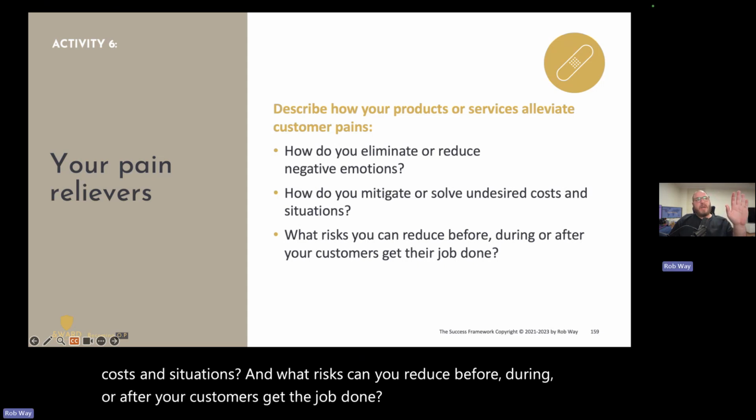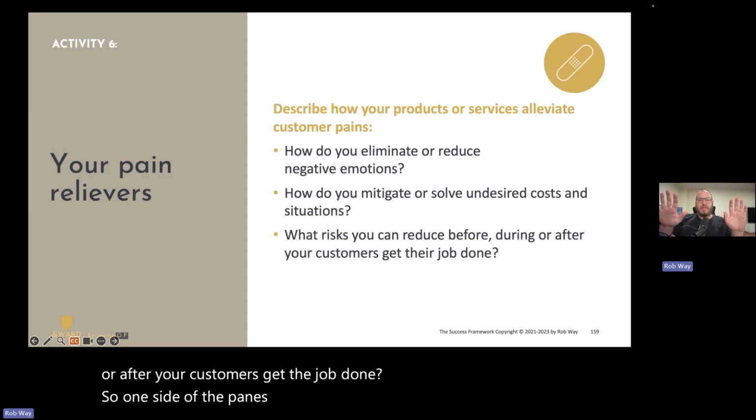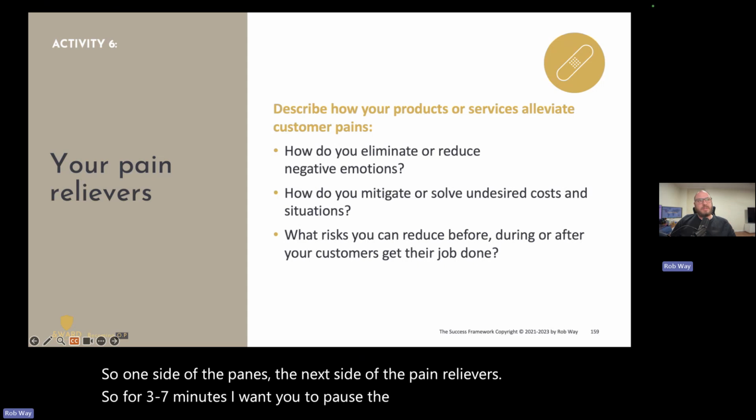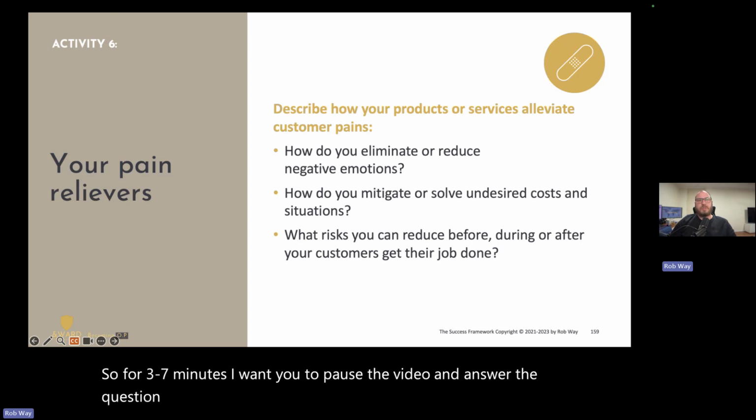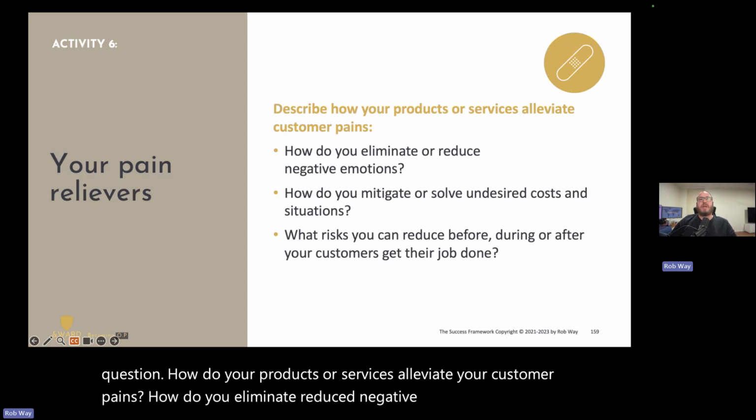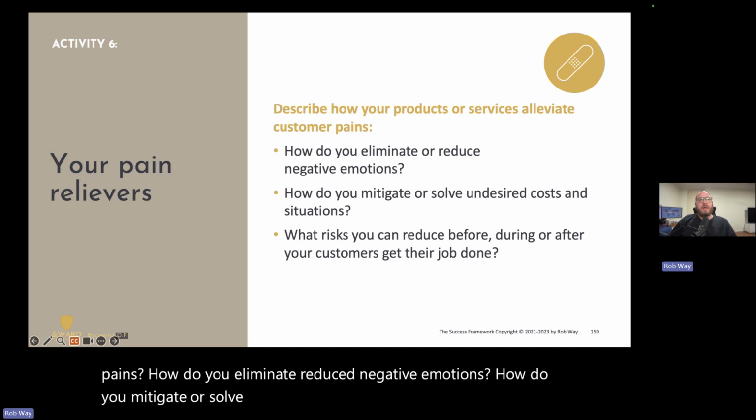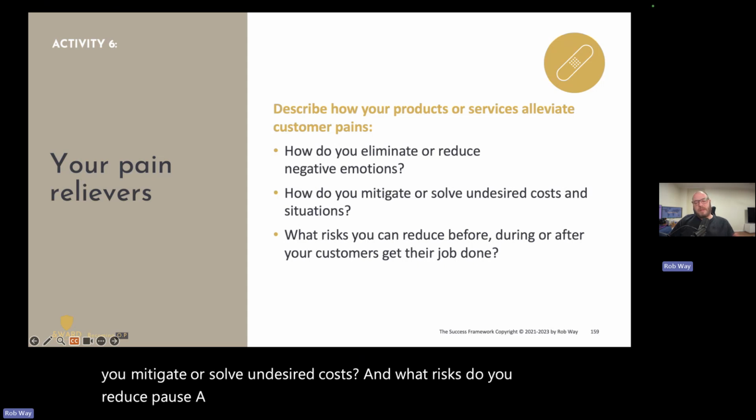And what risks can you reduce before, during, or after your customers get the job done? So one side are the pains, the next side are the pain relievers. So for 3 to 7 minutes, I want you to pause the video and answer the question, how do your products or services alleviate your customer pains? How do you eliminate, reduce negative emotions? How do you mitigate or solve undesired costs? And what risks do you reduce? Pause the video, come back, and we'll progress.